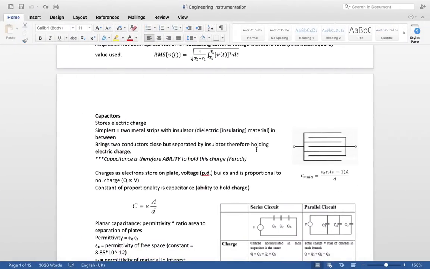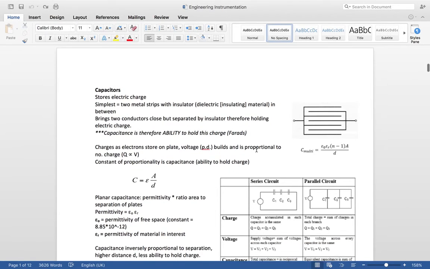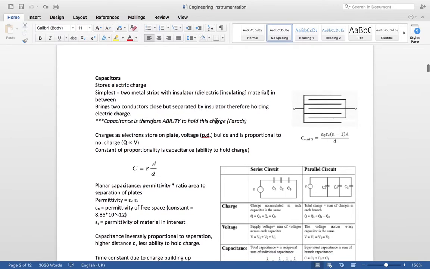Now we'll move to the second page of the revision. Capacitors store electrical charge. The simplest ones are made of two metal strips with an insulator. The insulator is a dielectric material, which is insulating, in between the two metals, and it brings two conductors close but separated by the insulator, therefore holding electrical charge.